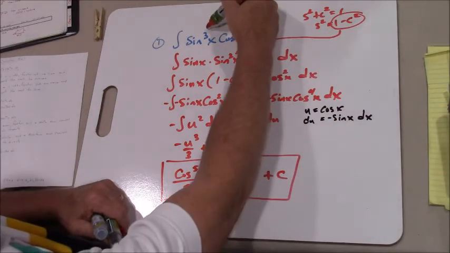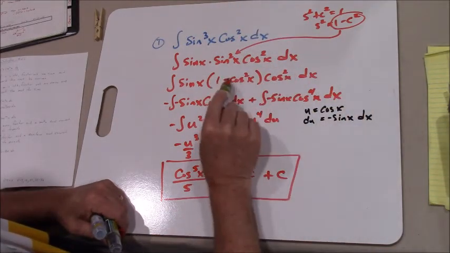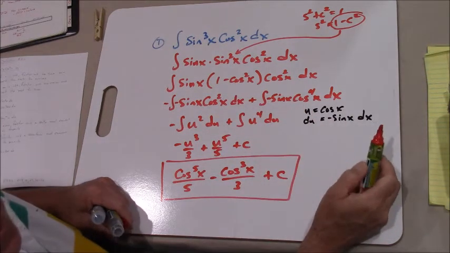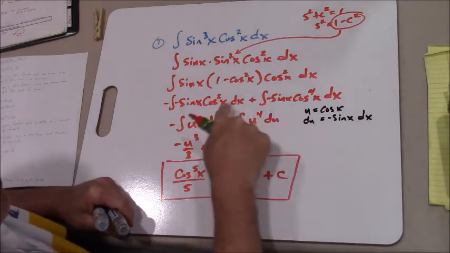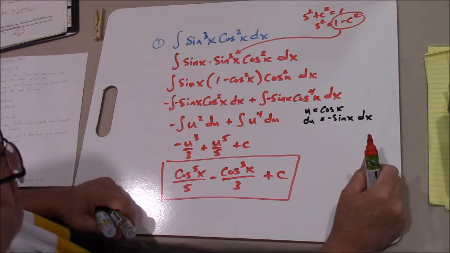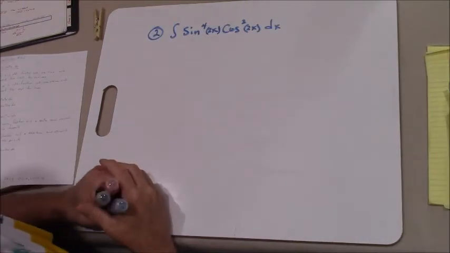So whichever exponent is odd, we'll factor out one of those, change whatever's left over to the other trig function, and then it just becomes a substitution problem. We'll have to divide this into separate integrals, but we'll do substitution to finish that off. Let's try another one. All right, you guys go ahead and give this one a try.